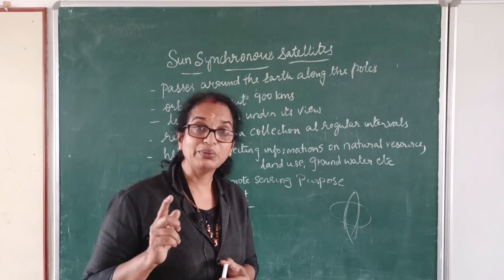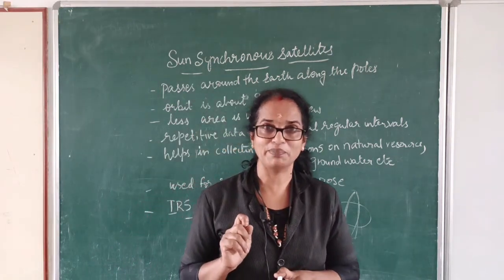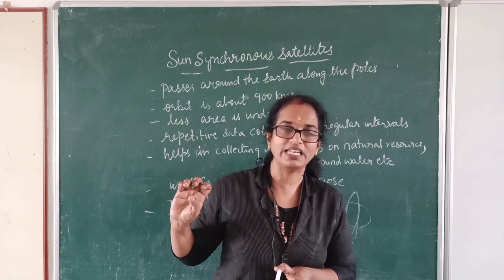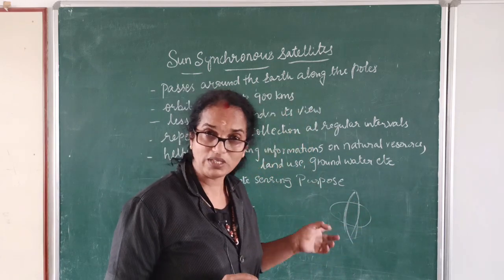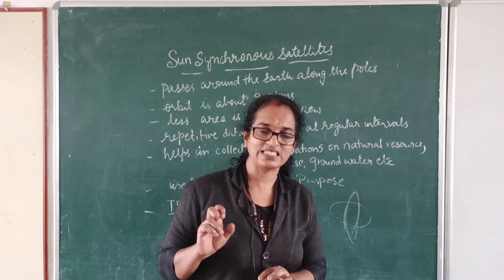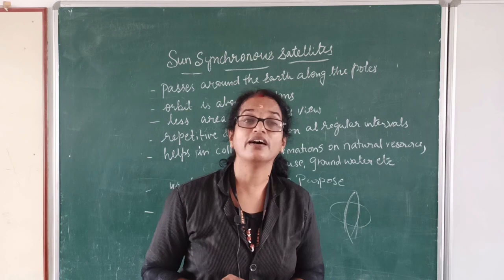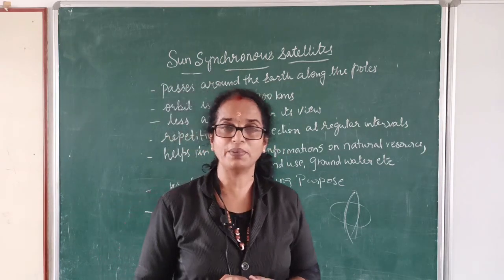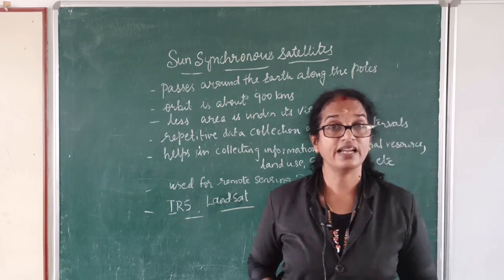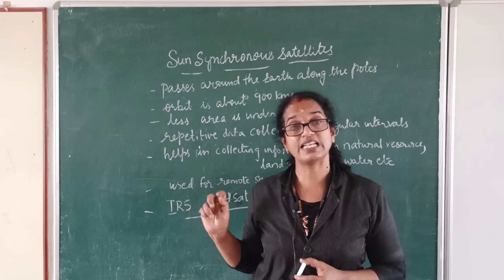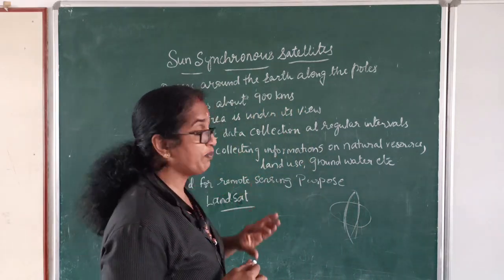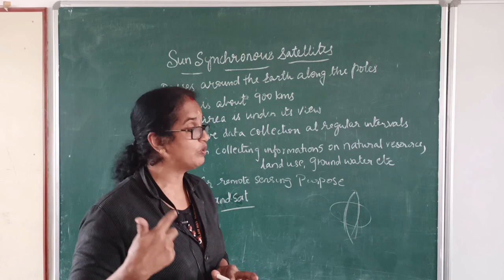And also it is used for remote sensing purposes. What is remote sensing? Collecting information from far off places without having any physical contact. So Sunsynchronous satellites are helpful in remote sensing purposes also. The best examples here are IRS and Landsat. Indian Remote Sensing, that is IRS, and Landsat. So what are the features of Sunsynchronous? It passes around the earth along the poles, North Pole, South Pole.